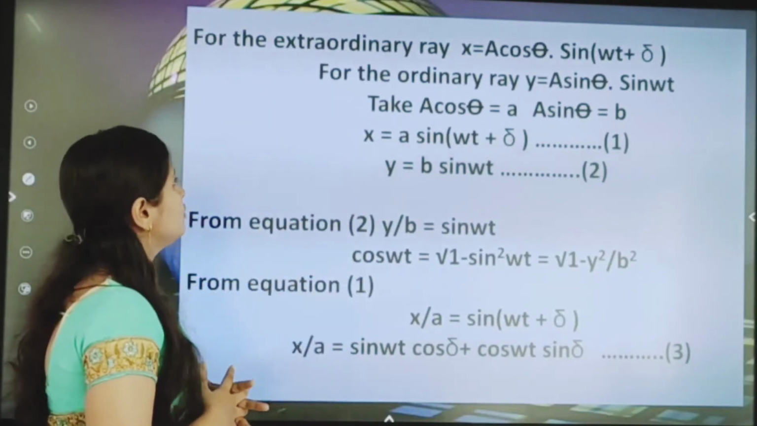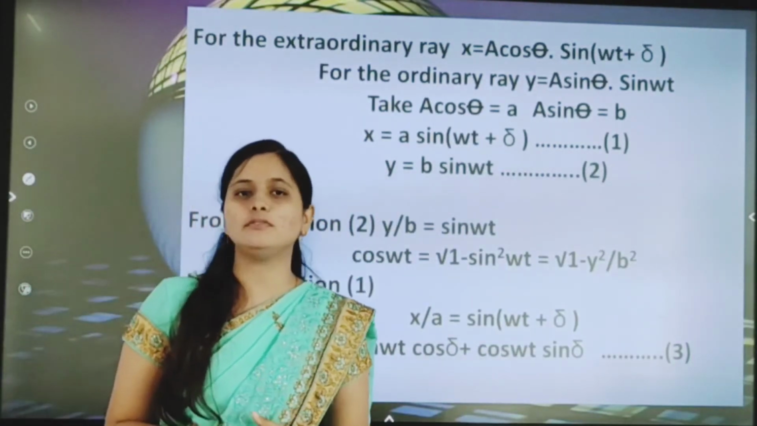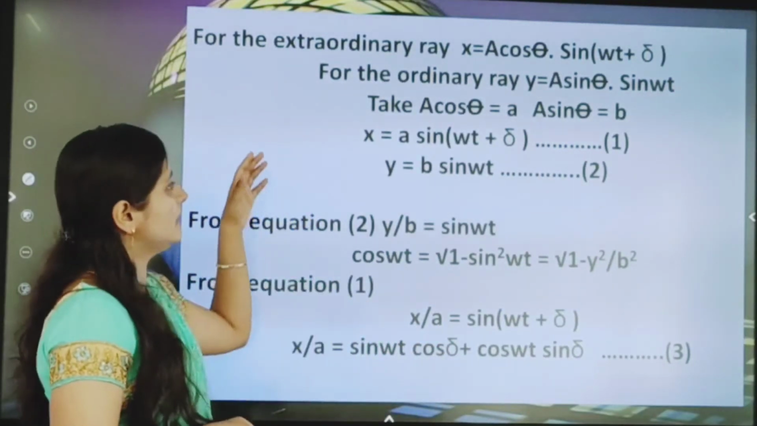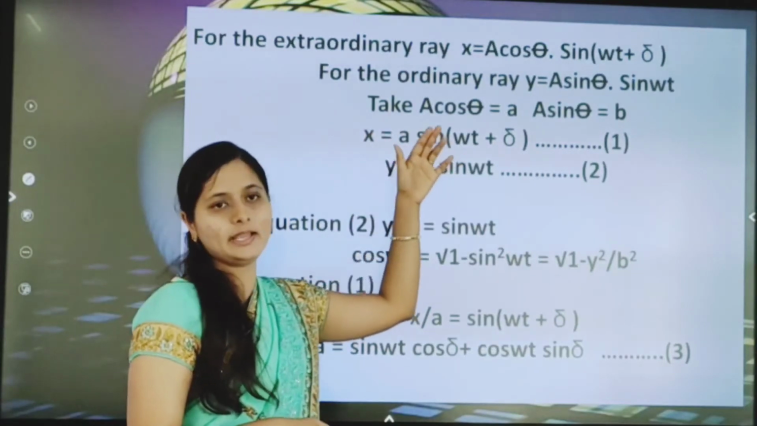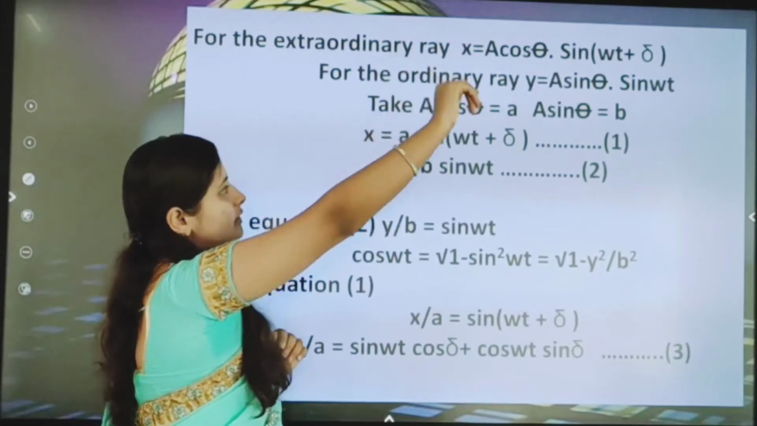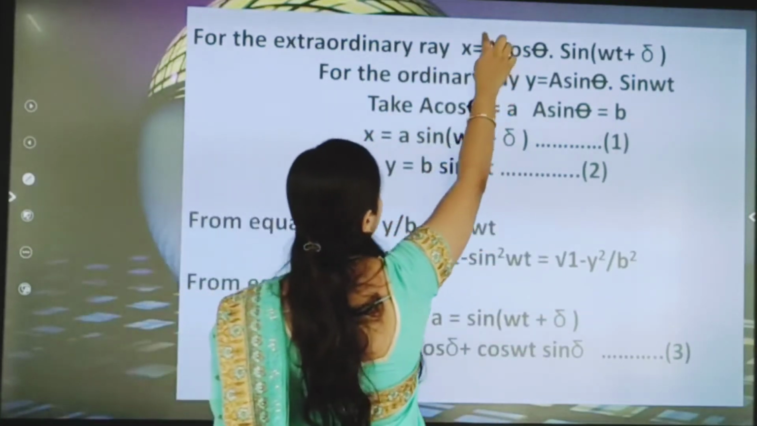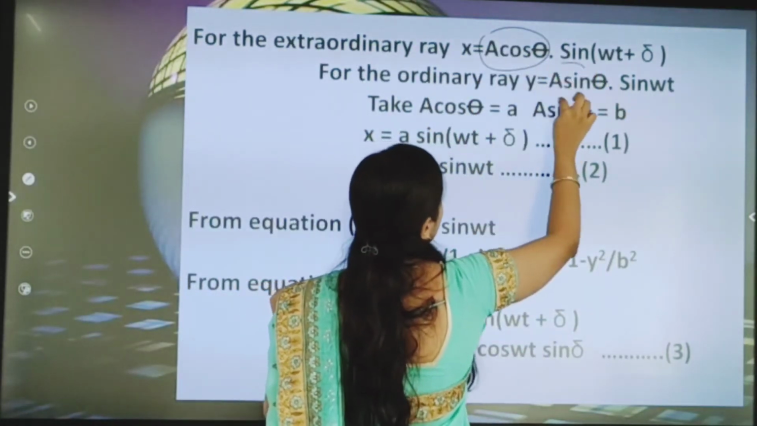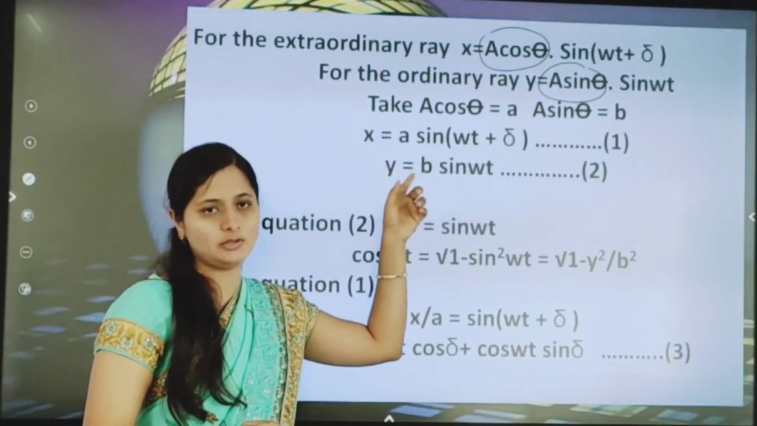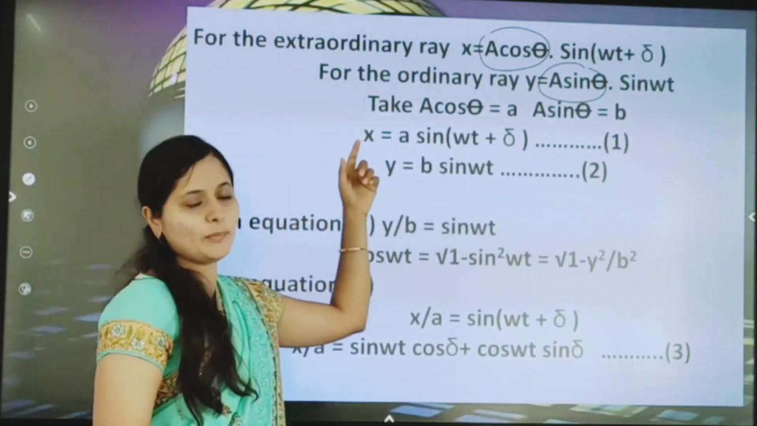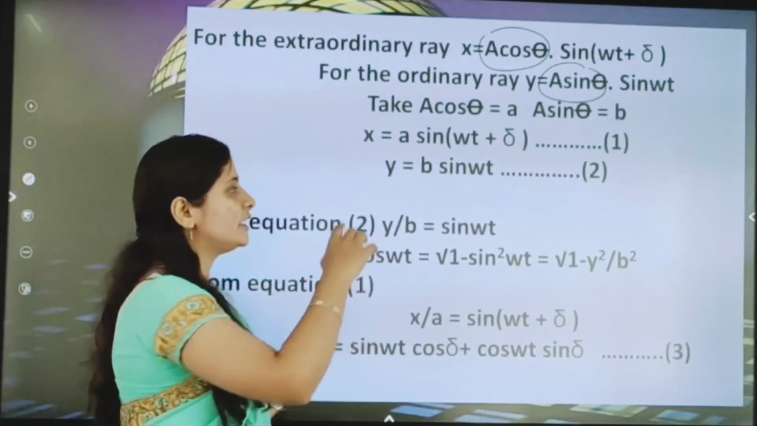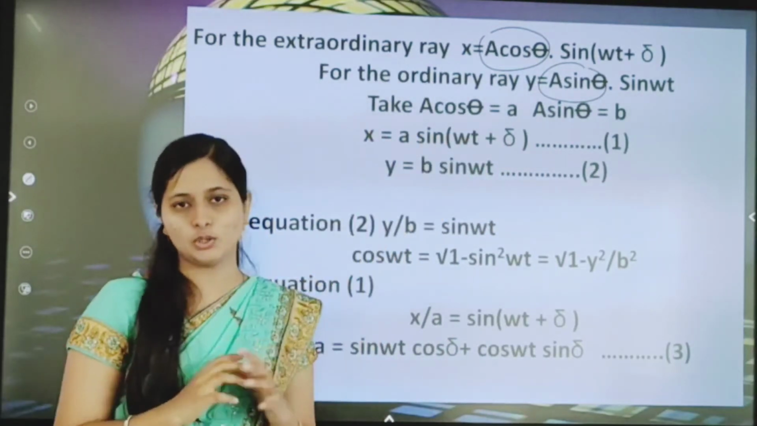Already we know the simple harmonic motion for the extraordinary ray as well as the ordinary ray. Take a cos theta equal to a and a sin theta equal to b. From these two equations we substitute, and we get equation 1 and equation 2: x equal to a sin(omega t plus delta) and y equal to b sin omega t.